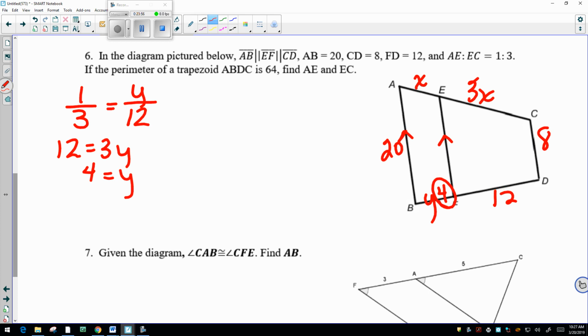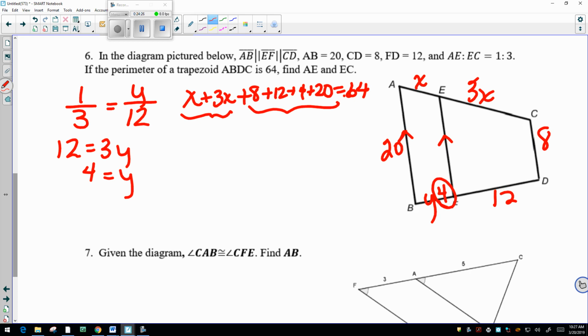What are we going to do to find the value of x? You add up all the sides. Good. Okay, so x and 3x and 8 and 12 and 4 and 20. And I know that that should total our perimeter, right? 64. So then you said we could subtract it out. So right now, what I would probably do is combine our terms first.